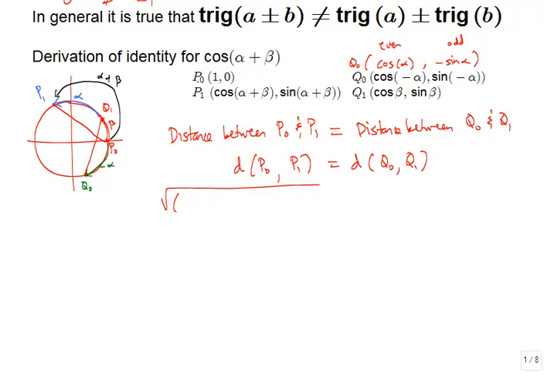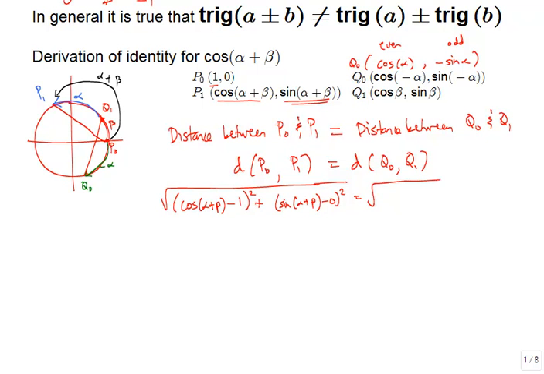So for the points P0 to P1, we're going to subtract these two x's from each other. It doesn't matter which one you start with. So I'm just going to start with the cosine of alpha plus beta. That's the first x. And I'm going to subtract the second x value, which was 1. And that quantity squared gets added to the difference in the two y coordinates. So this y, sine of alpha plus beta, minus 0. So that's the distance between point P0 and P1.